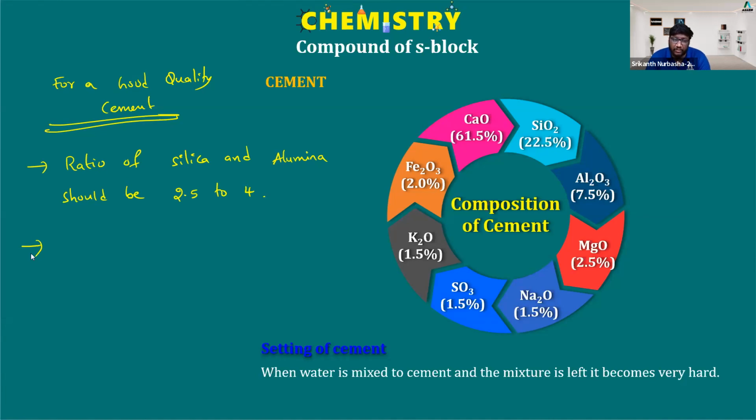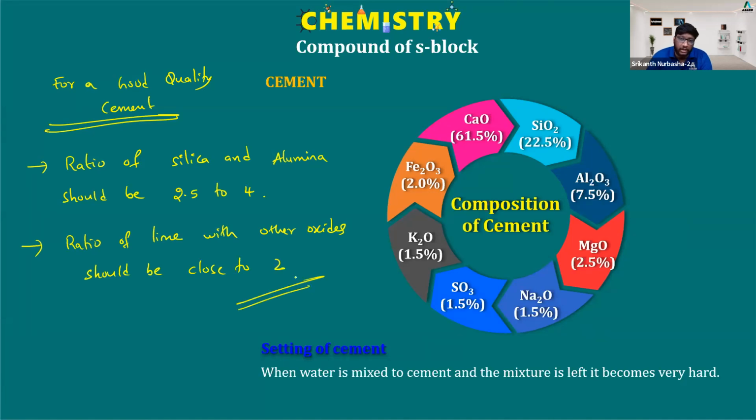The ratio of lime with other oxides should be close to 2. The ratio of CaO with all other oxides should be close to 2, and the ratio of silica and alumina should lie in the range of 2.5 to 4. Then only can we say that particular cement is a good quality cement. Is everything clear so far? Yes, sir.